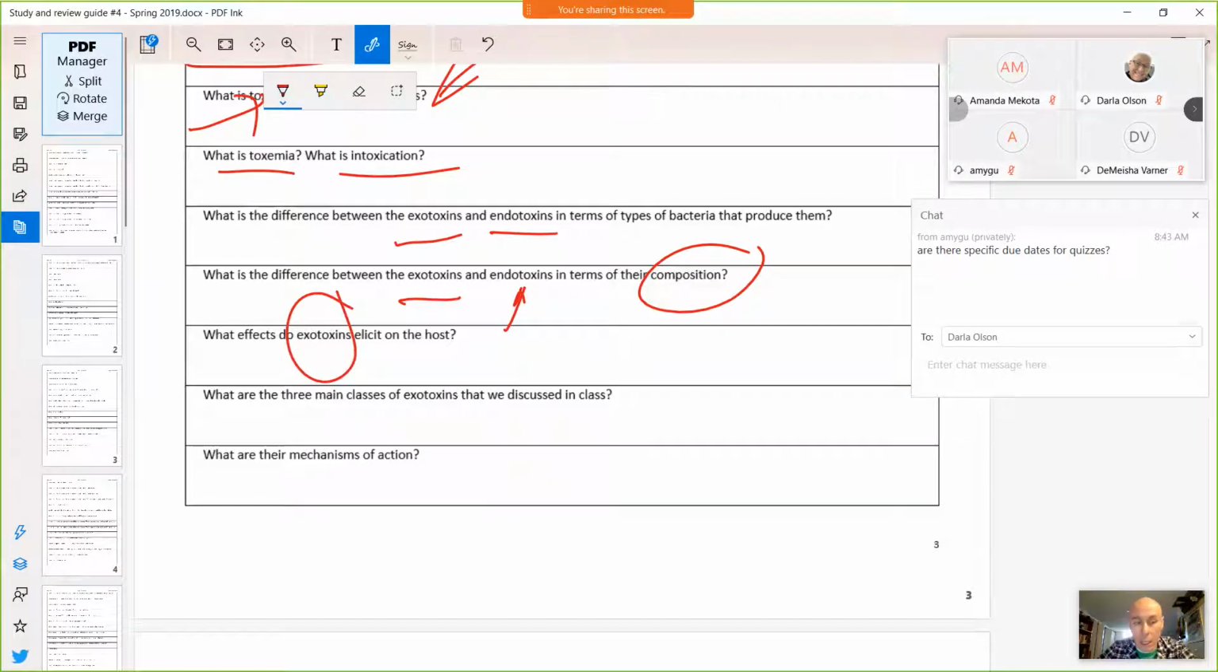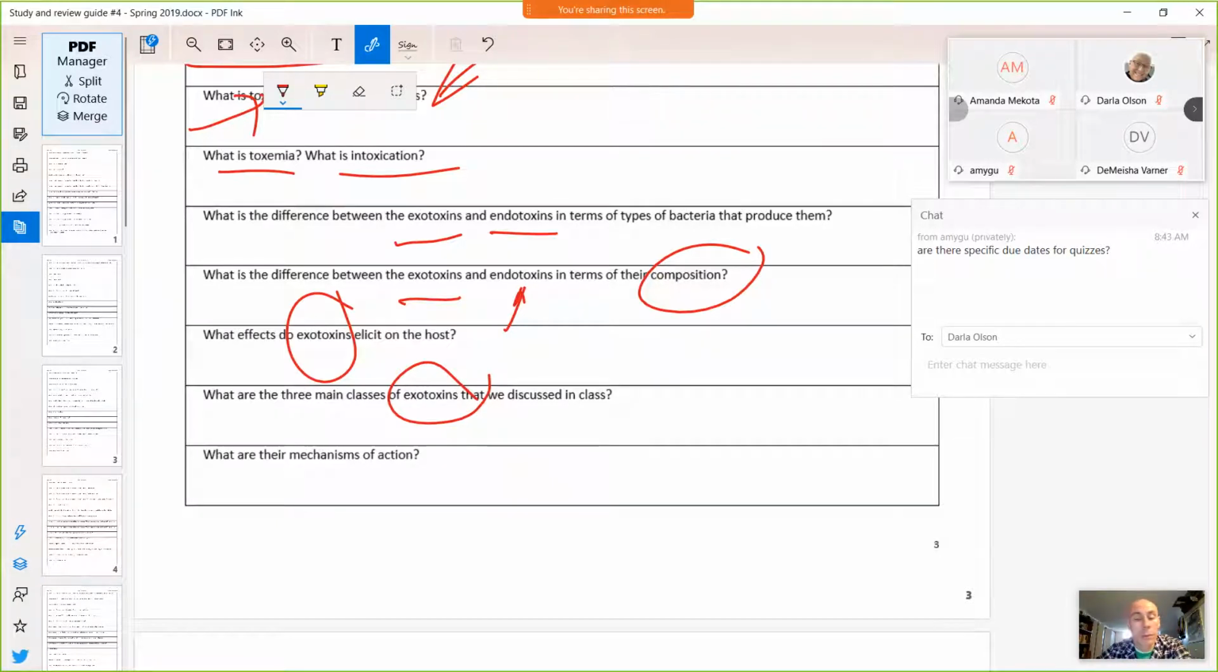Exotoxins have very, very specific mechanisms of action. You may have noticed there's a huge table with the list of exotoxins, such as botulinum toxin, the toxin produced by Clostridium botulinum, which inhibits the release of acetylcholine at neuromuscular junctions. That's a very, very specific mechanism. There are 3 main classes of exotoxins: intracellular targeting toxin, membrane targeting toxin, and superantigen.